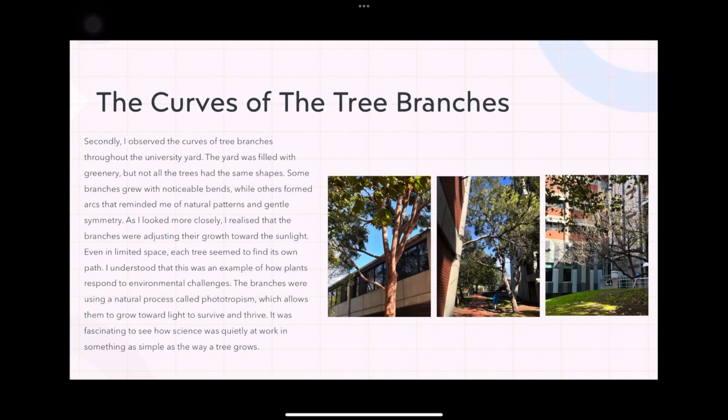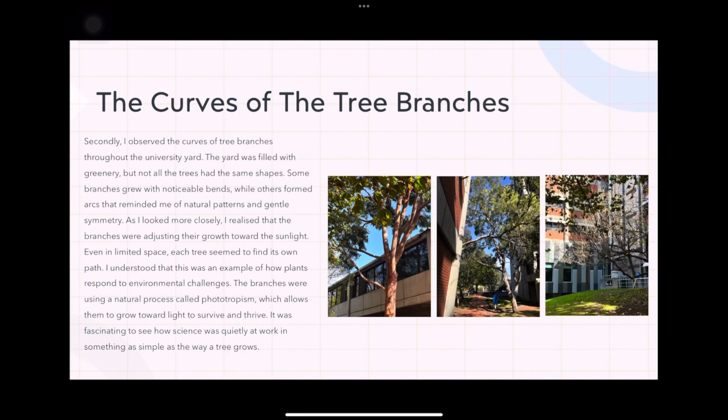Secondly, I observed the curves of the tree branches throughout the yard. Not all the trees have the same shapes. Some branches bent noticeably, while others formed graceful arcs. As I looked more closely, I realized the branches were adjusting their growth toward the sunlight. Even with limited space, each tree found its own path.